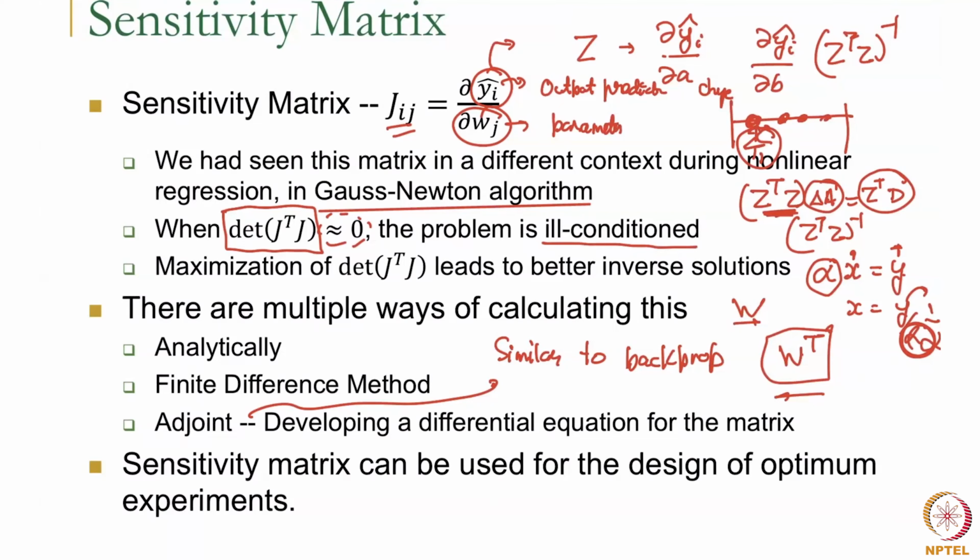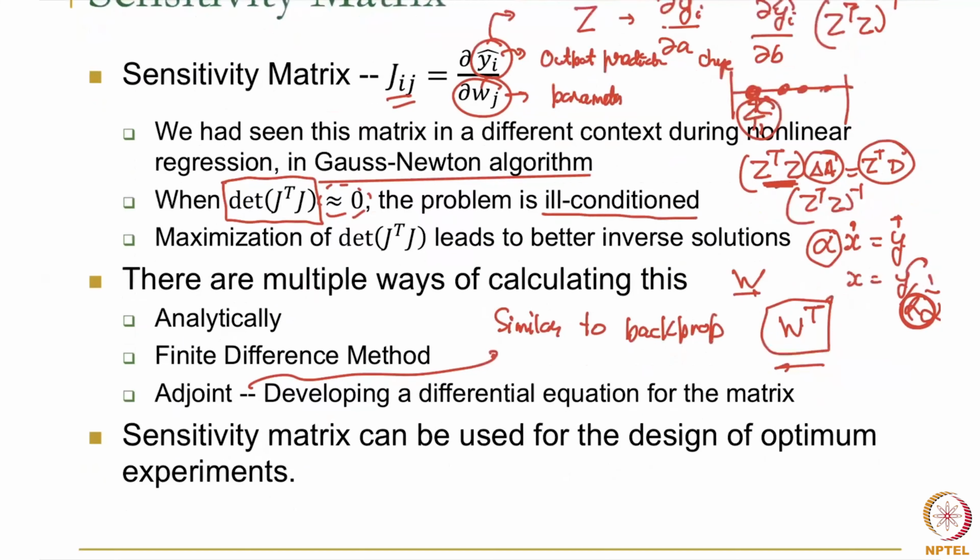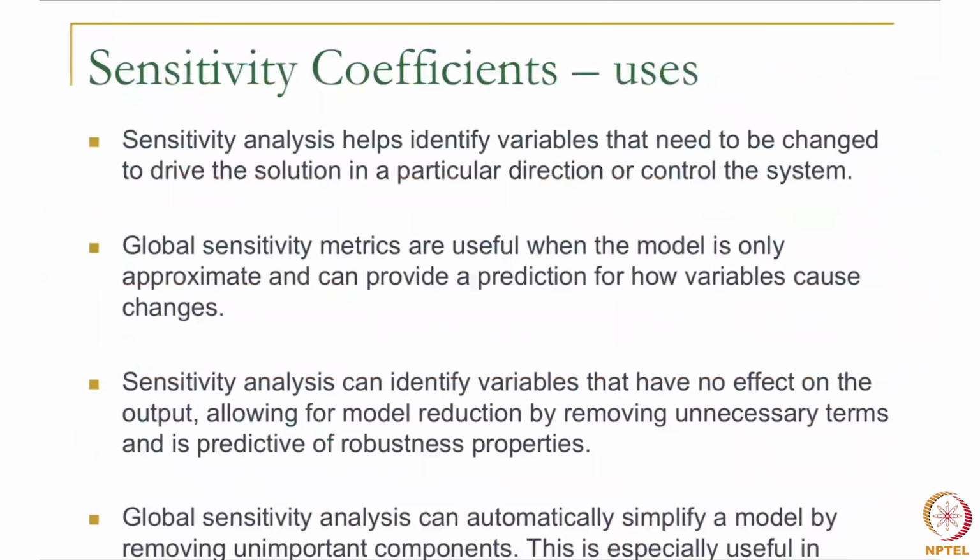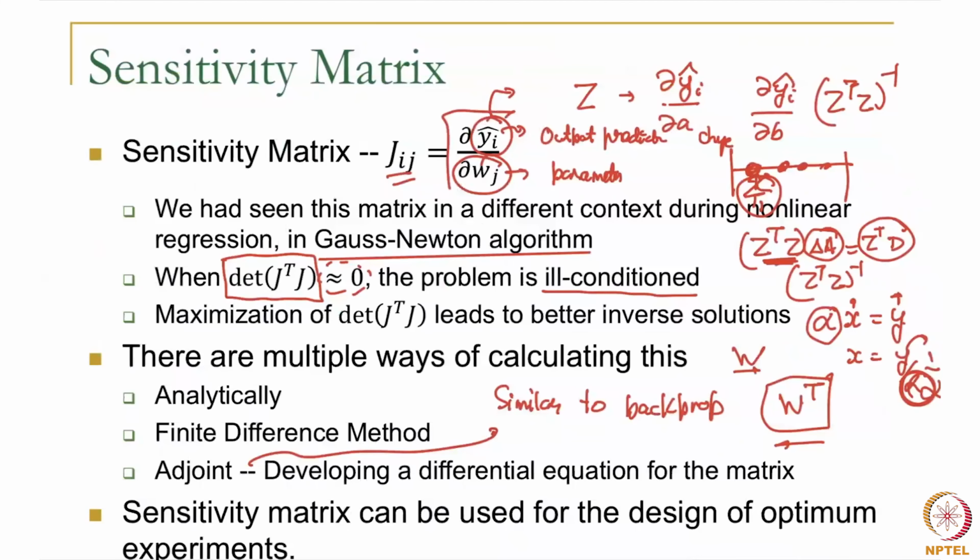This matrix can then be used for the design of optimum experiments. How so? Basically, this sensitivity analysis will help you identify variables that need to be changed if you want to drive the solution in a particular direction or to control the system. Why is that? Once you calculate this, you know how sensitive each output parameter is to every input parameter.